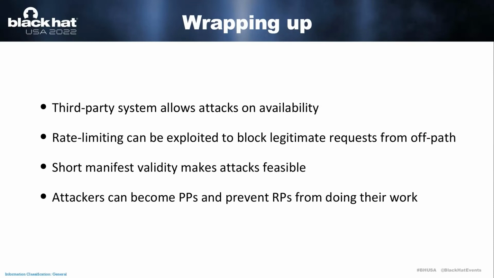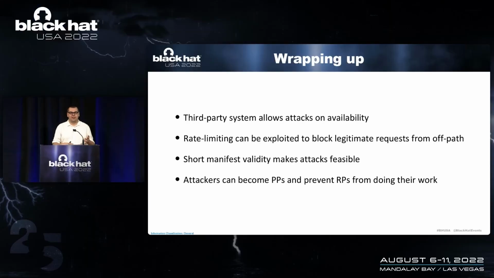So to wrap it up, to provide a summary, we showed that the design of RPKI as a third-party system allows attacks on its availability. Just because it's a third-party system, you can attack it independently of BGP, and that presents a problem because you have a desynchronization. I showed you that the rate limiting mechanism can be exploited to block legitimate requests from off-path.